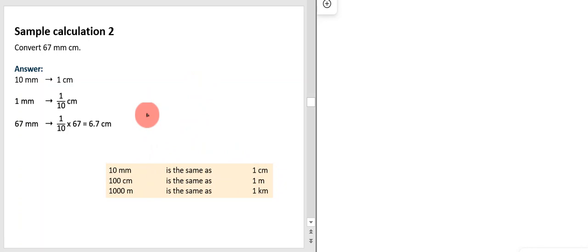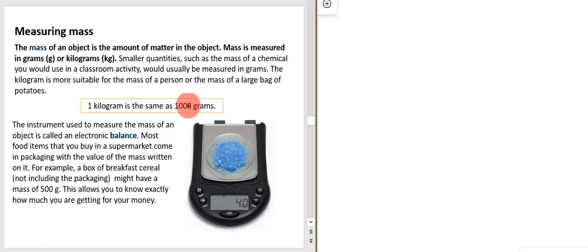Okay, so the next thing we're going to move on to is the measurement of mass. So we're measuring mass. The mass of an object is the amount of matter that's in an object. So mass is measured in grams or kilograms.